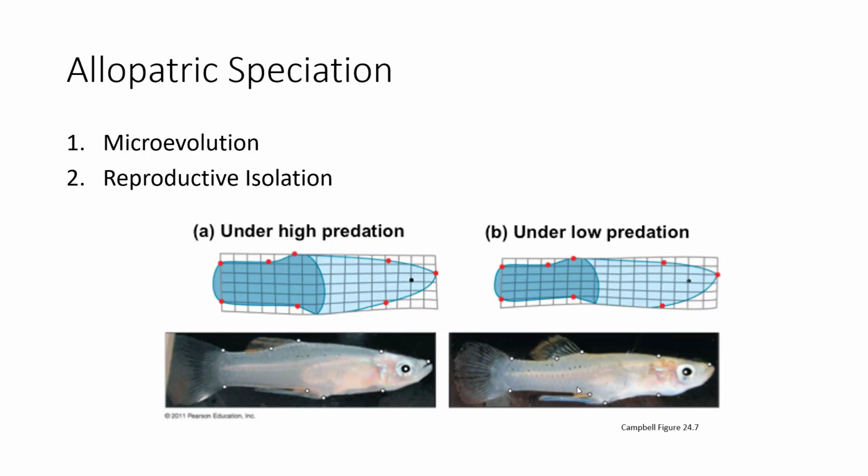It is also possible that there is reproductive isolation because of different body forms, such as the different body forms of these guppies under high predation or low predation. As these body forms differ, so we will see prezygotic isolating mechanisms, either mechanical or behavioral, as they are either unable to mate with one another or behaviorally isolated because they look very different.